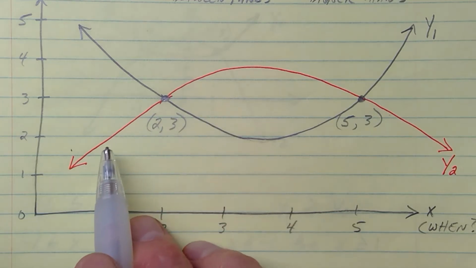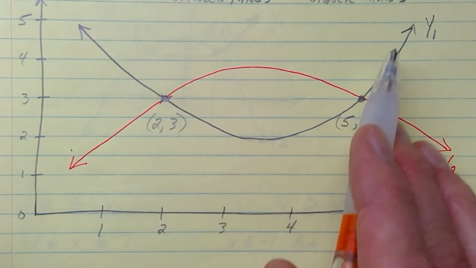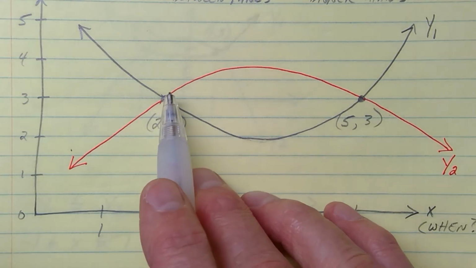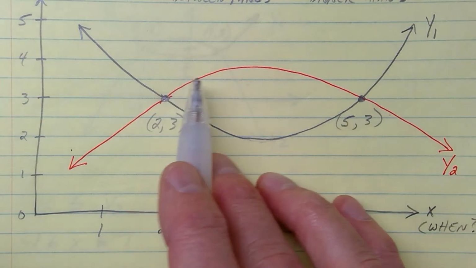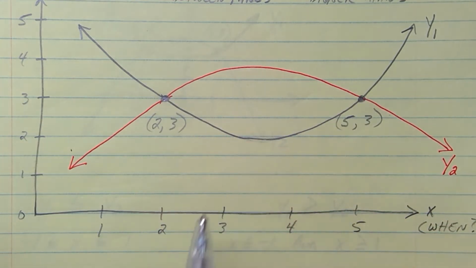This is a quick lesson on how to explain when one graph is above or greater than the other graph. For example, I have a red graph here which I've called y2, and a black graph here which I've called y1. If I ask you when is y2 greater than y1, I'm asking when is the red line above the black curve? When is y2 greater than y1?